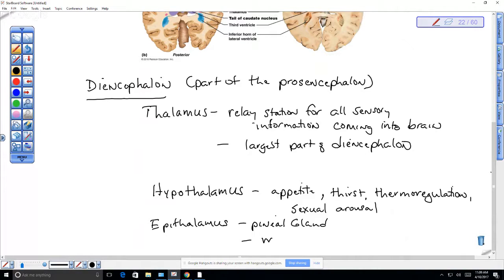So this produces melatonin, which is associated with circadian rhythms. That's a C, not an E. So this is circa. Circa means around the day, right? So this is sleep-wake cycles. So the interesting thing about the pineal gland is it releases melatonin at night. So melatonin is released at night.